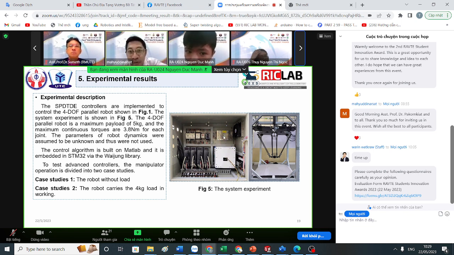So is it for future work or is it already done? The 4 kilogram, the case number 2, is it for the future or did you already do the experiment?